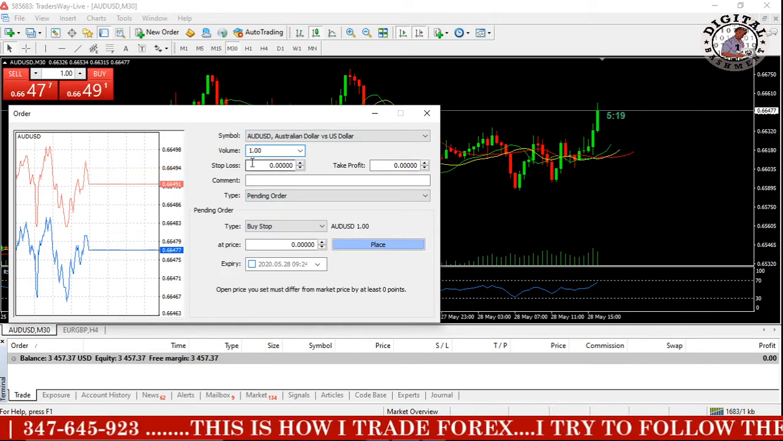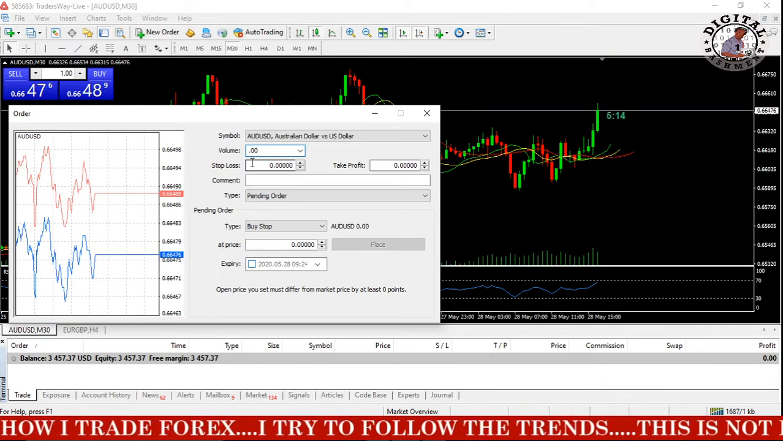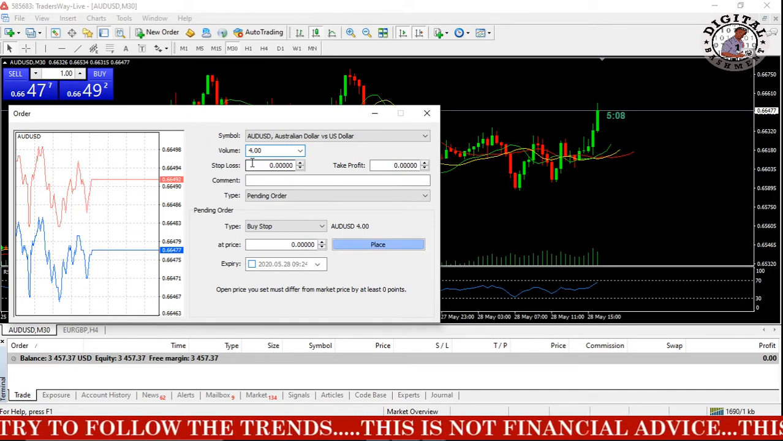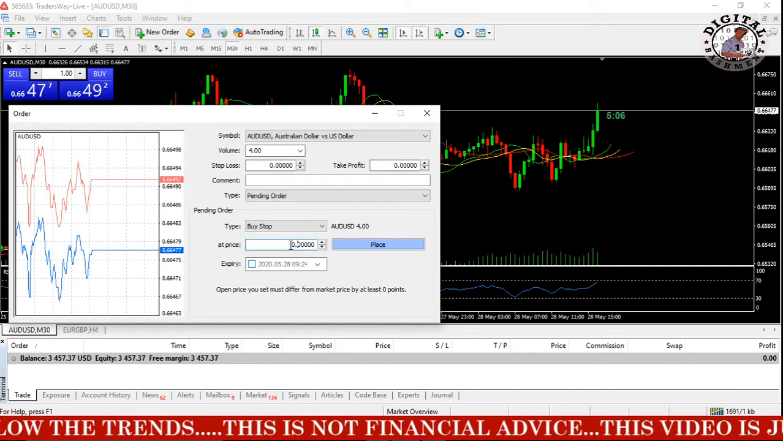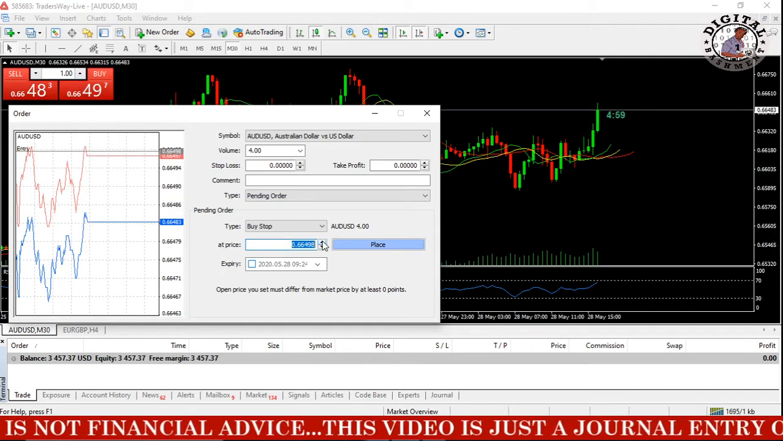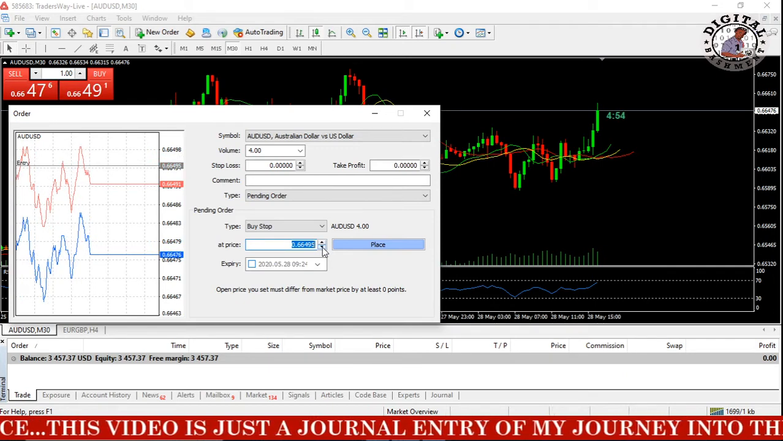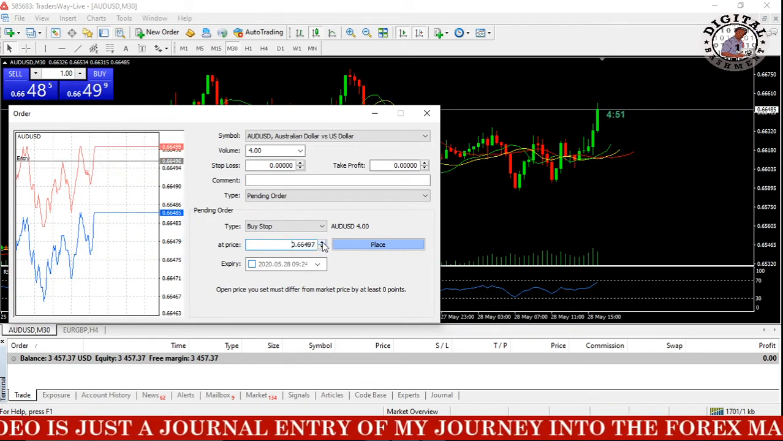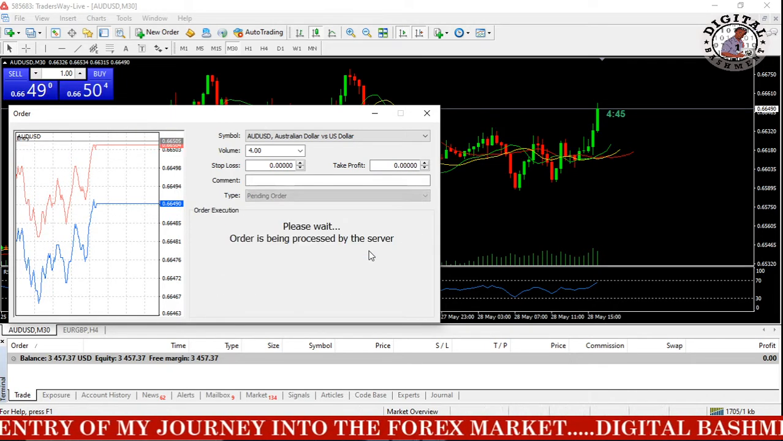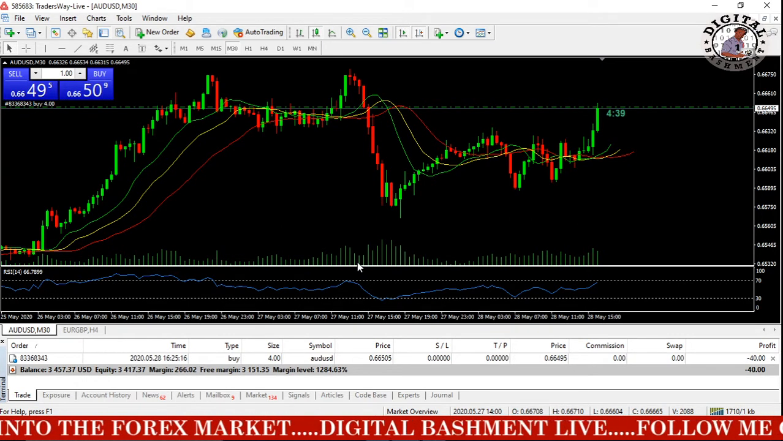So I am going to take, don't try this at home. I'm going to take a lot size of 2. All right, let's do 4. Do not try this at home. Let's see now. So we're setting the price a little above market. Let's try to catch it a little above market so that the spread will be less. Yeah, it's moving. All right, we just got through. So we're in play now.